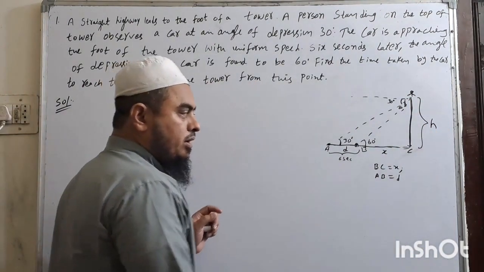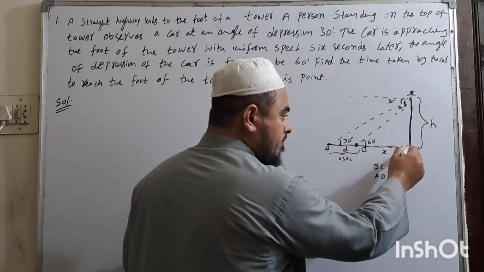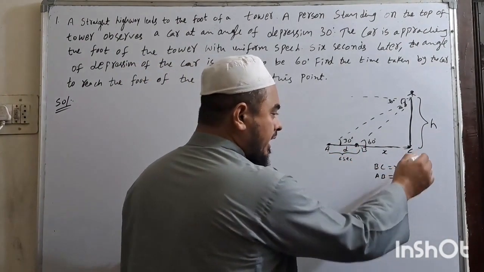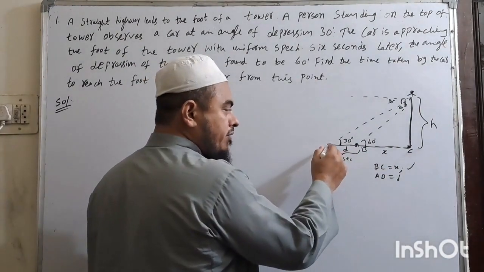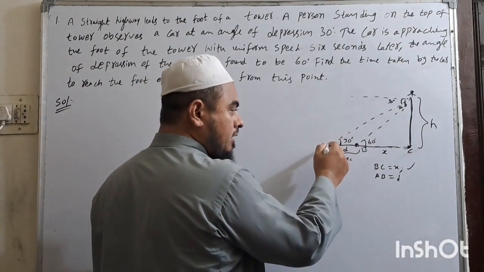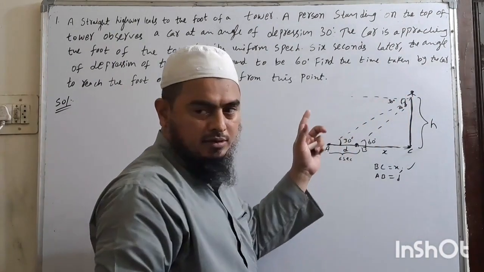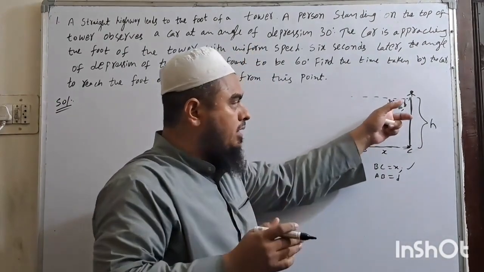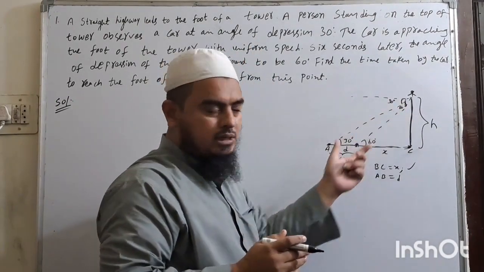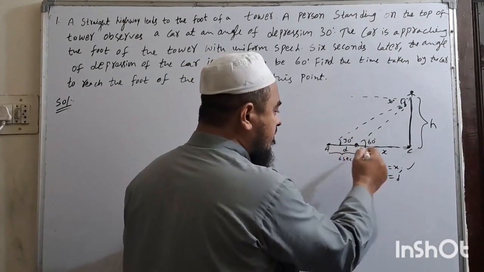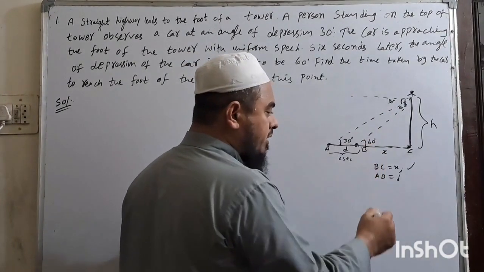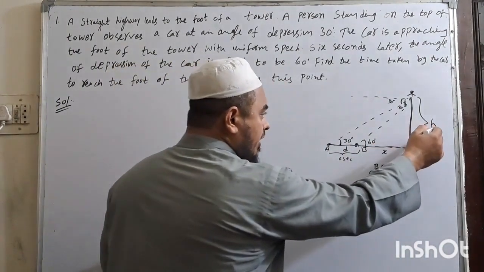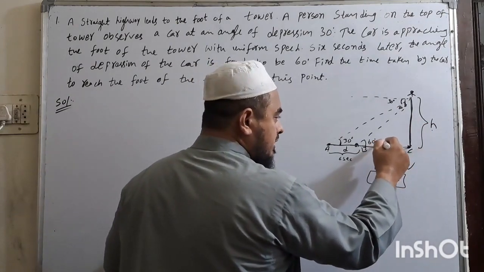Height of the tower is equal to h, and the distance between the bottom of the tower and the location B, we take it as x, and the distance between the first location of the car when the observer observed at an angle of 30 degrees and the position B when the observer observed at an angle of depression of 60 degrees, the distance between these two positions A and B, we have taken it as d. Okay. So now we have h with respect to 60 degrees.